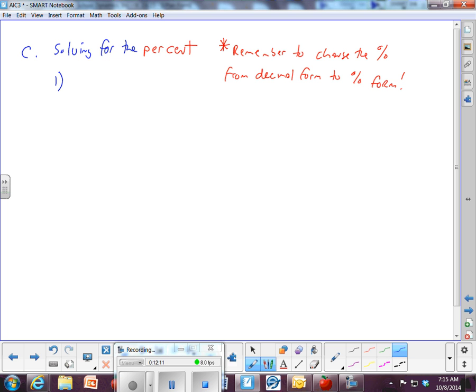20 is what percent of 70? So we're going to start with our formula, right? Number, part, equals percent times the of number, the whole. Part equals percent times the whole. All right, let's fill in what we've got. The of number is clearly 70.